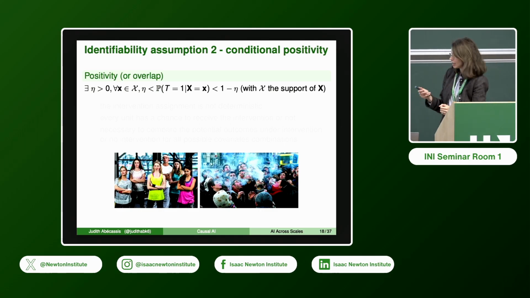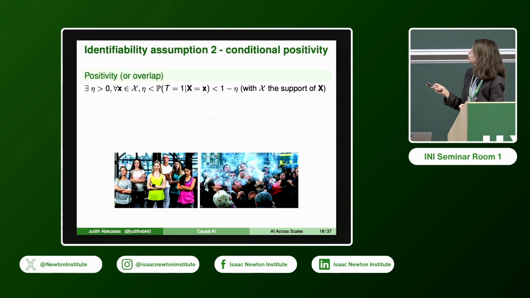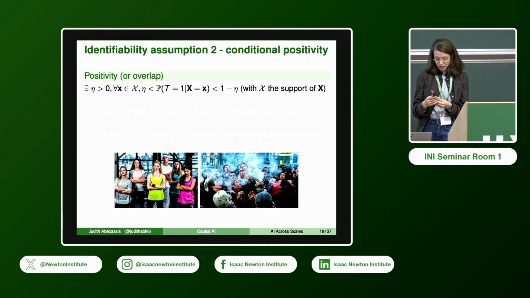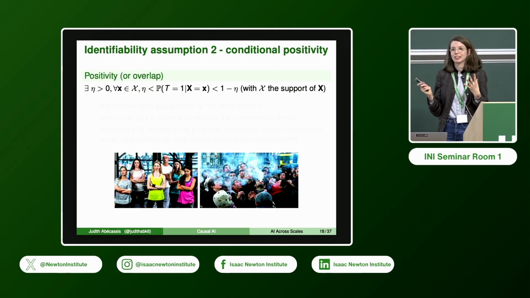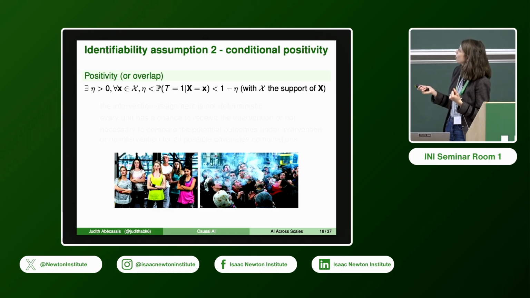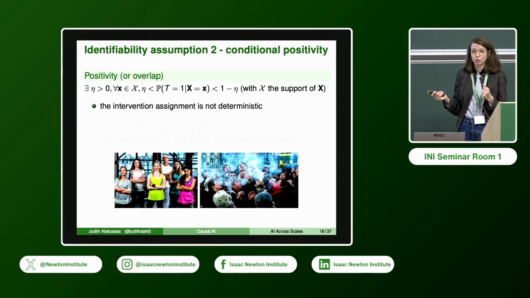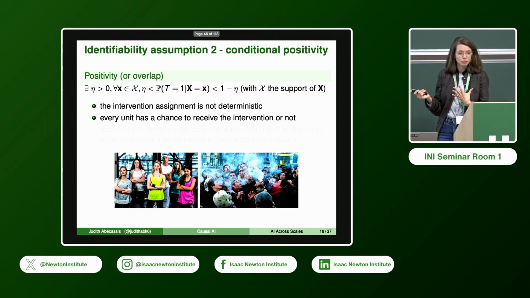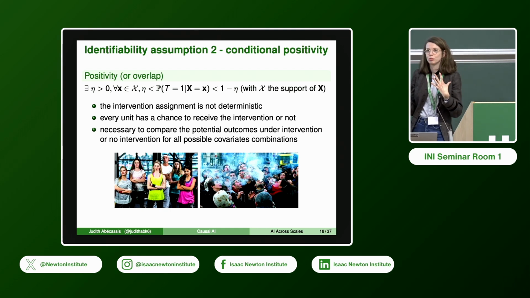So instead of positivity, we now have conditional positivity. So every unit is susceptible to get the treatment, conditional on their features. For any unit with any characteristic, they should have both versions of the treatment possible. So it means that the intervention is not deterministic. And it's absolutely necessary if you go back to a more intuitive interpretation.